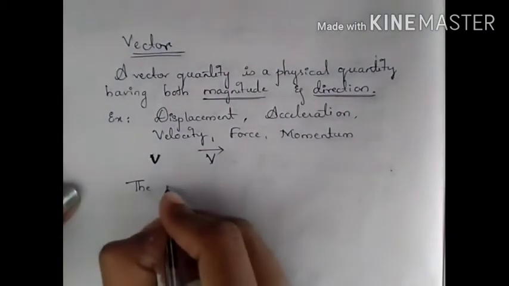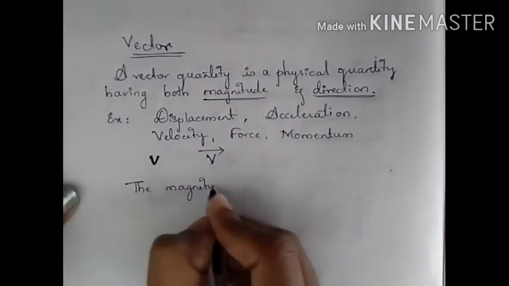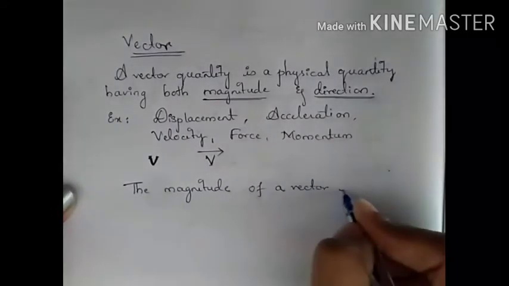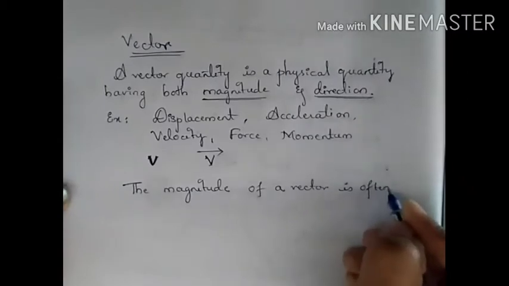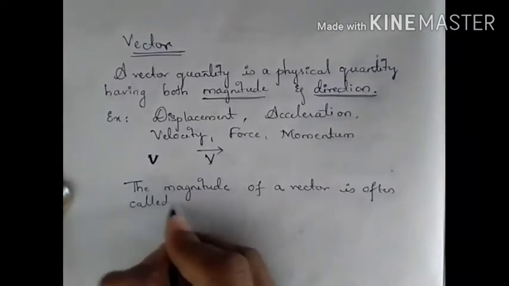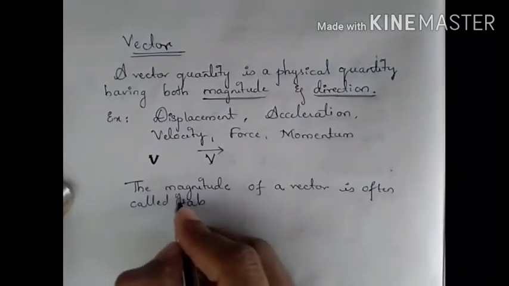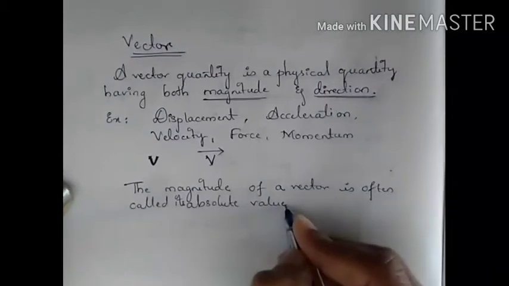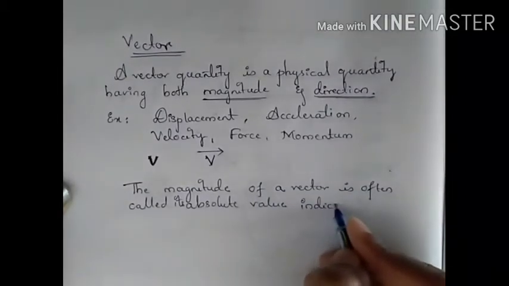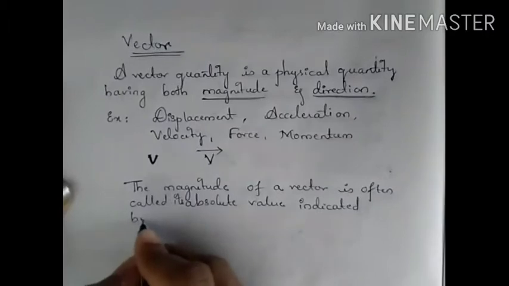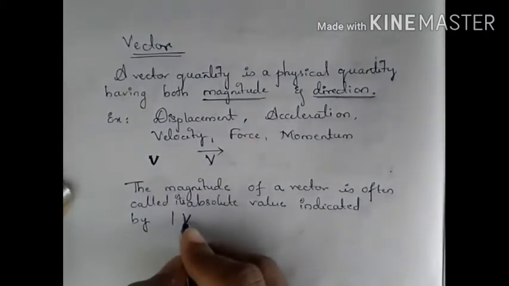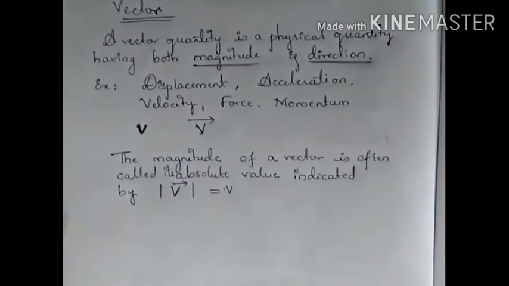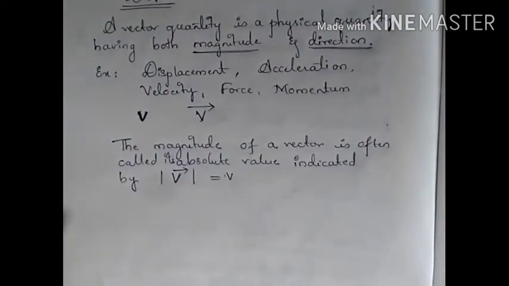Now the magnitude of a vector is often called its absolute value. Its absolute value, indicated by the modulus of V, is equal to V.